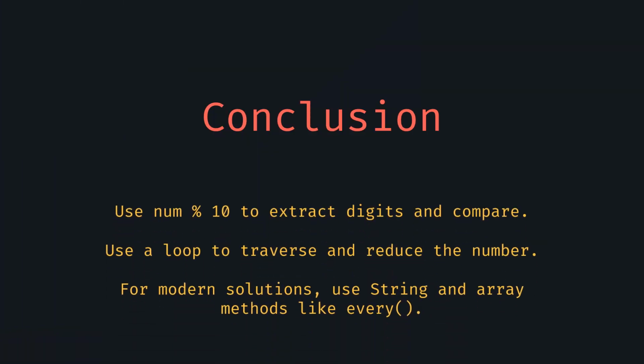In summary, we've implemented two versions of the program to check if all digits in a number are the same. The ES5 version uses loops and arithmetic, while the ES6 version simplifies the solution with string and array methods. This demonstrates multiple approaches to solving a single problem in JavaScript.